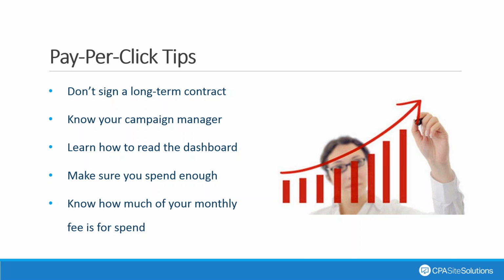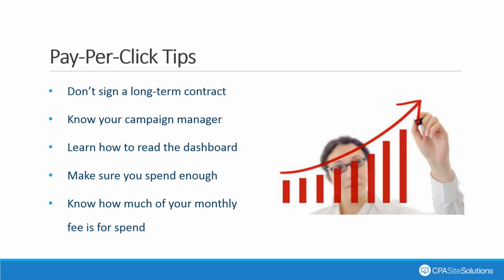So ask them to walk you through some of the campaigns. Make sure that you spend enough. After you get your initial set of keywords and your geo-targets, ask them to show you what the average cost of those keywords are. What is your cost per click? Because you want to make sure that you're getting the right number of clicks on your campaigns.